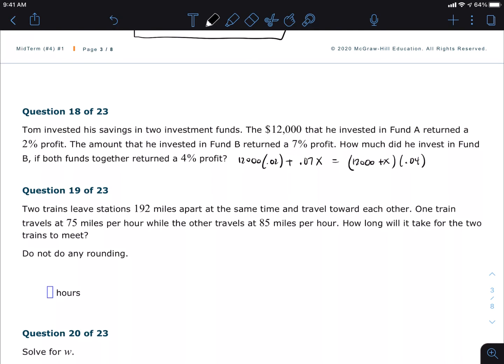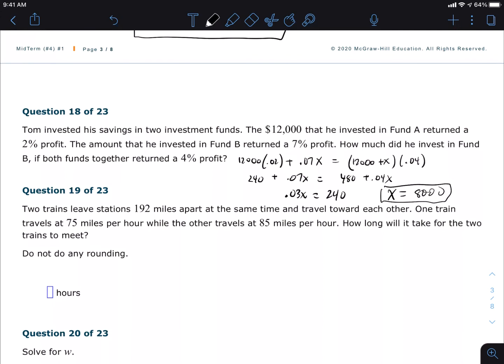I'm good, but I'm not that good. 12,000 times 0.02 is 240 plus 0.07x is going to be equal to 480 plus 0.04x. So I'm going to get 0.03x is equal to 240 dividing by 0.03. 240 divided by 0.03 is 8,000. So we need to invest 8,000 at 7% so that the two amounts of money yield a 4% return.